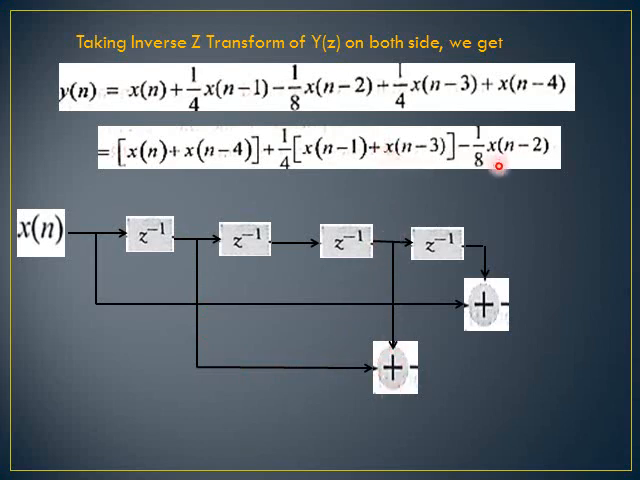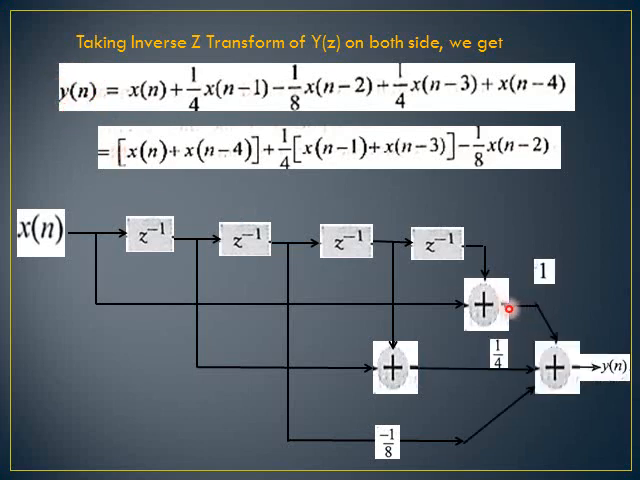Now we are only left with x of n minus 2. So x of n minus 2 will be taken from here, with a magnitude of minus 1 by 8. Now together we need to add and give it to the adder with output y of n. Check out. So x of n and x of n minus 4 have a coefficient of 1. x of n minus 1 and n minus 3 have a coefficient of 1 by 4. And x of n minus 2 has minus 1 by 8. Together this is given to one adder, and that is the output.